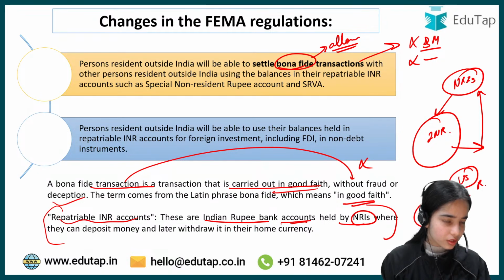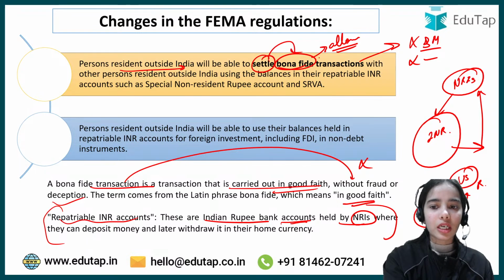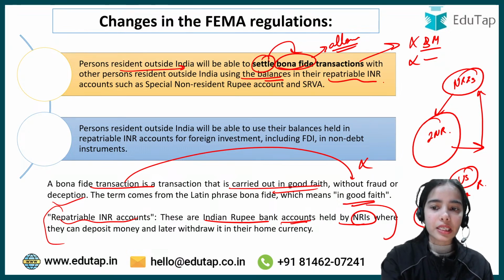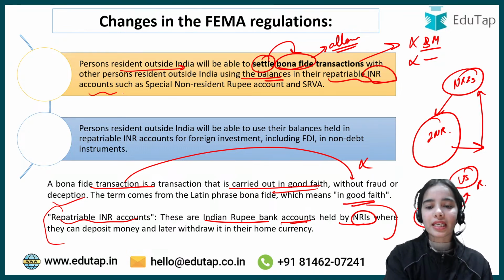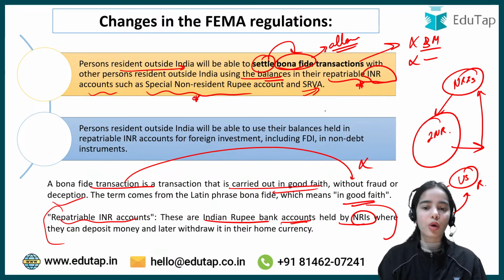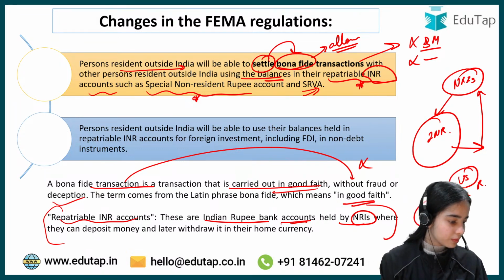Any other confusion? So a person resident outside India will be able to settle their bona fide transactions, that is, transactions happening in good faith, with another person resident outside India using the balances in their repatriable INR accounts, that is, the INR accounts from which the money can be taken out to another country, such as the special non-resident rupee account, the non-resident rupee account, or the special rupee Vostro account. Any other confusion?